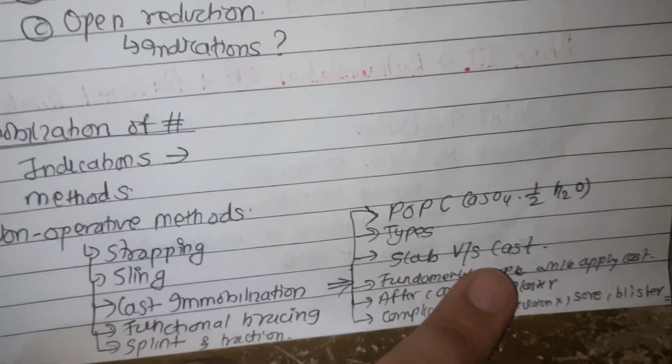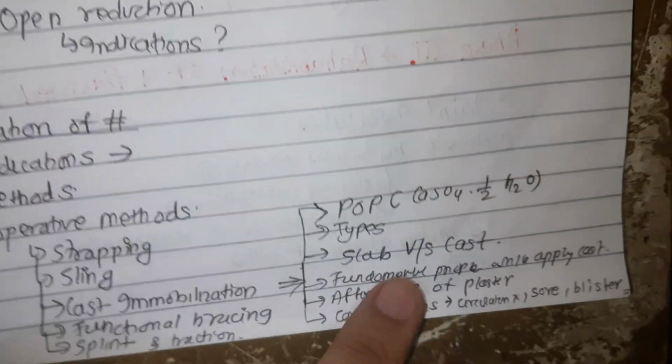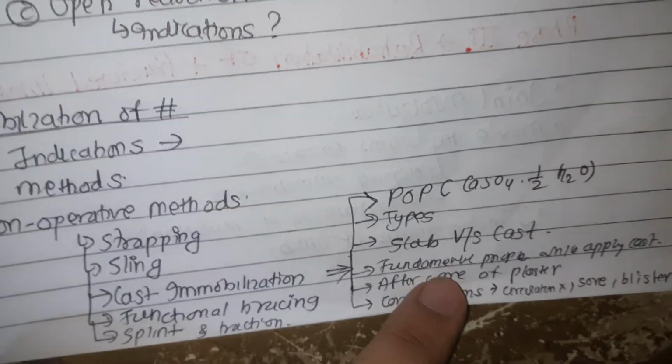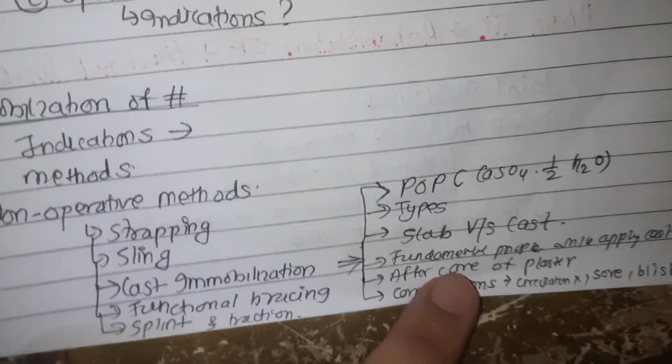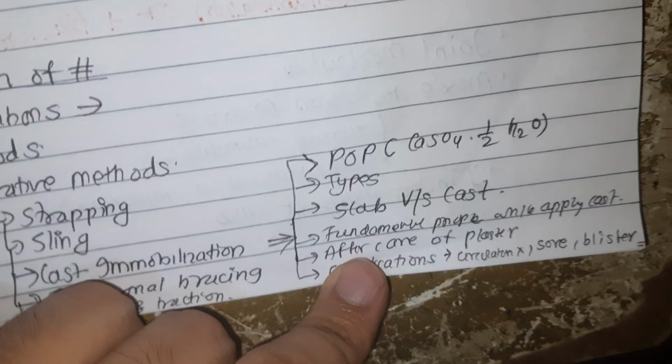And some of the fundamental principles to be remembered while applying plaster casts are: we have to immobilize the joint above and below the fracture, immobilize the joint in functional position, and pad the limb adequately, especially over the bony prominences.